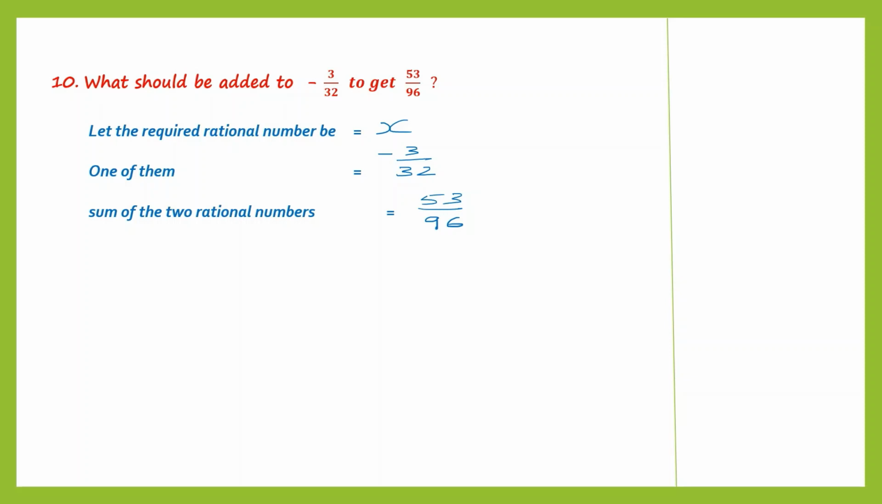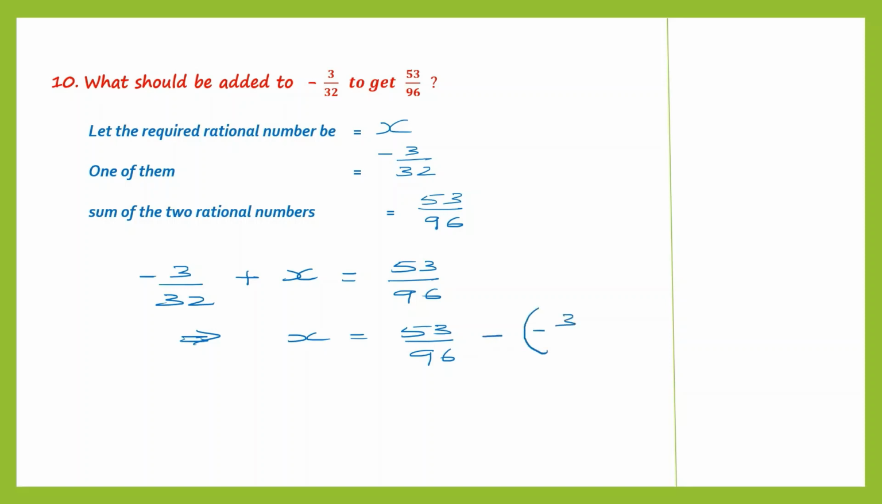So the first number here is minus 3 by 32, and we are going to add a number to it, that is we add x to it. So what do we get here? We get 53 by 96. That means to find the value of x, we say 53 by 96 plus. Here we have a plus sign. So when we go to the other side, it's going to become minus 3 by 32. So this is a rational number which we are going to write as it is.